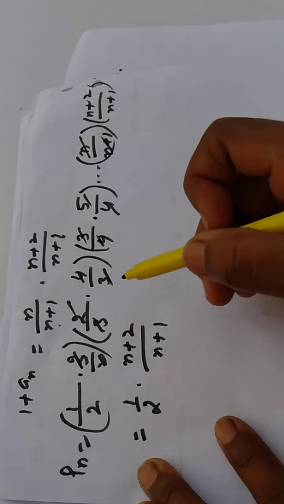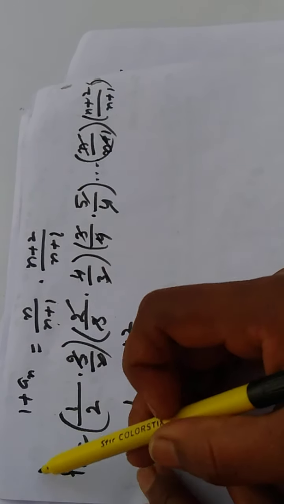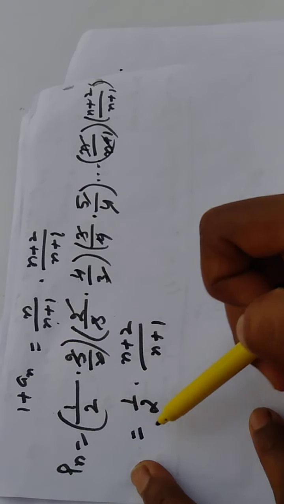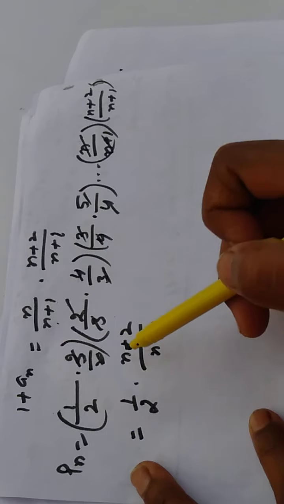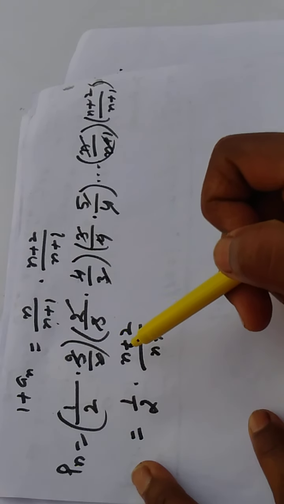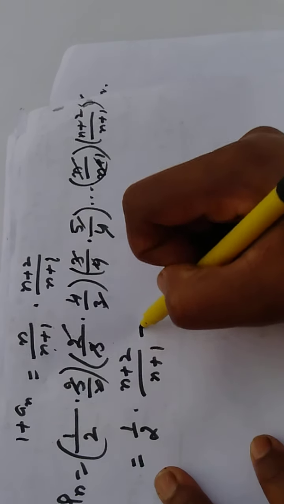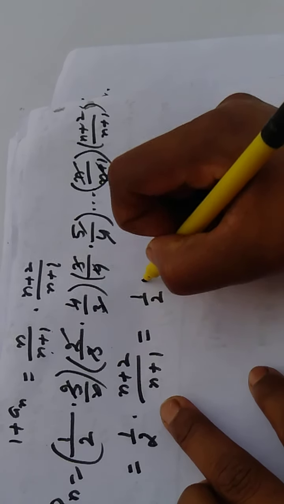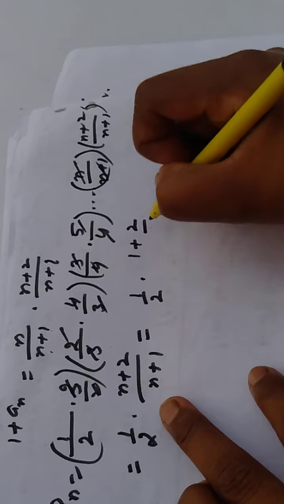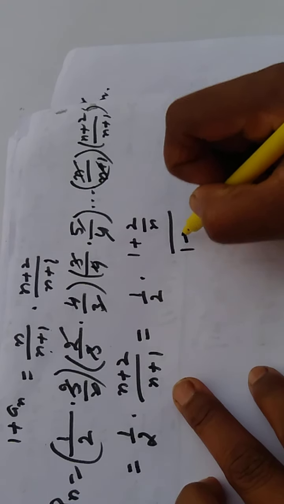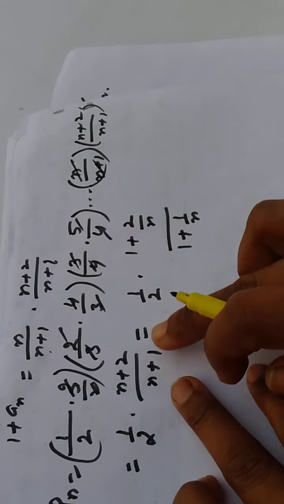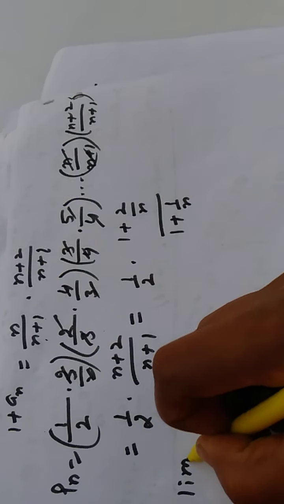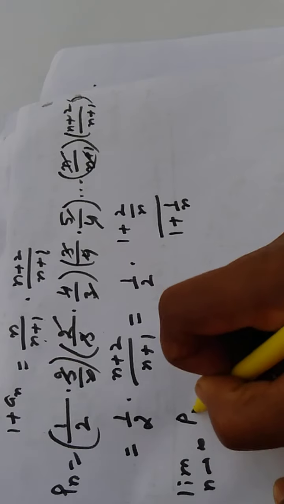Now we say that the infinite product is convergent if the limit as n tends to infinity of Pn is finite. Why? See, the numerator and denominator contain the same power of n, so we can divide the numerator and denominator by n. What do we have? (1 plus 2 by n) upon (1 plus 1 by n). We divided the numerator and denominator by n, and then we will take the limit as n approaches infinity of Pn.